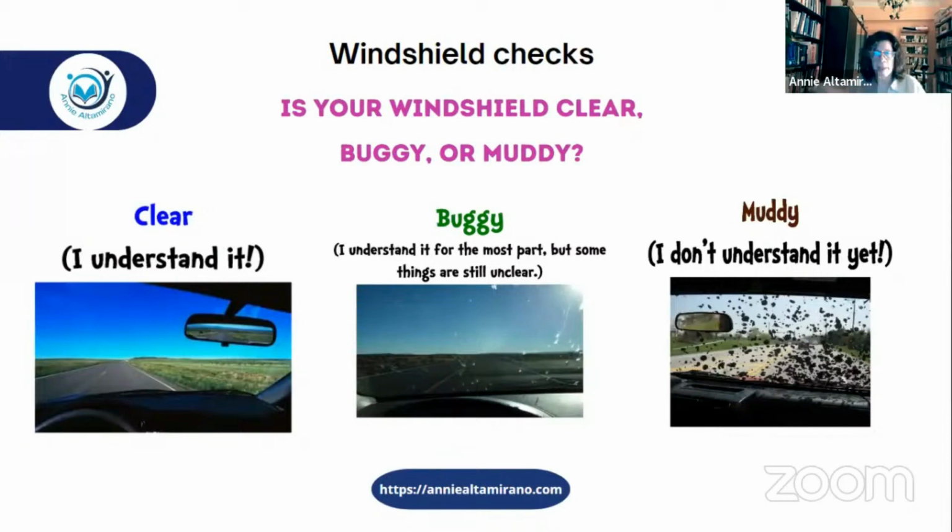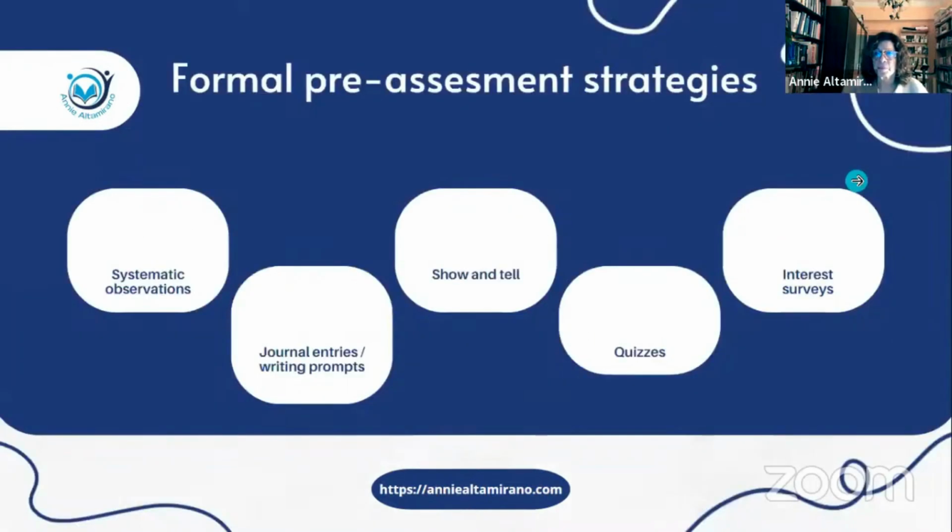I don't have a clue. I don't understand it yet. So with these pictures, students can quickly tell us how they feel about the content.